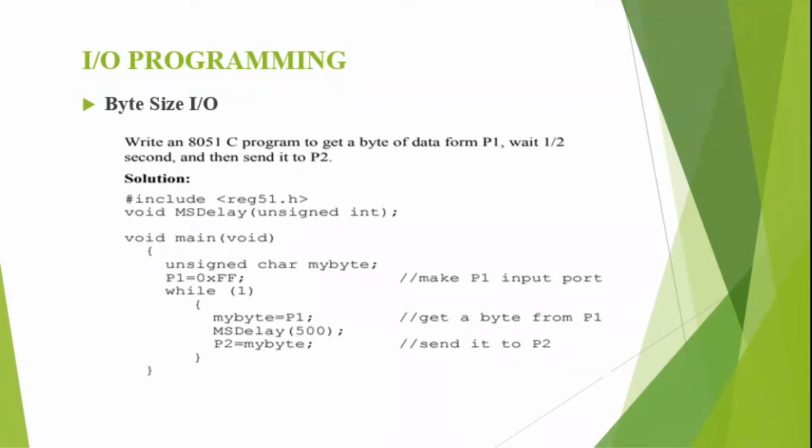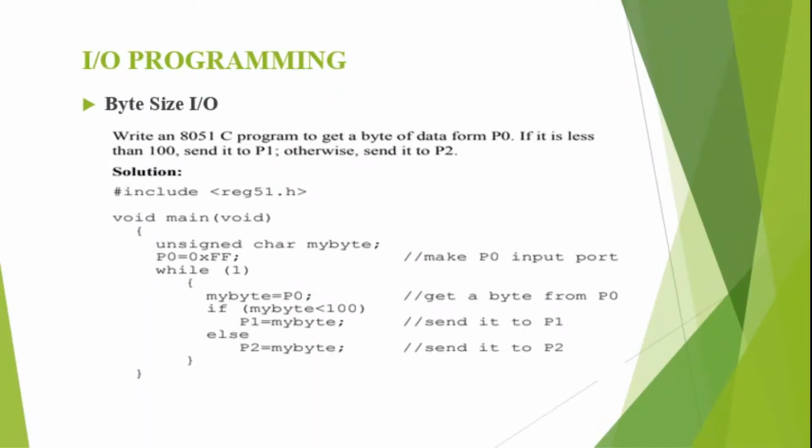And then in the while loop we are assigning the value of port 1 to myByte, and then the msdelay function is called, and then the myByte value is assigned to port 2. So by this the byte of data from port 1 is sent to port 2.